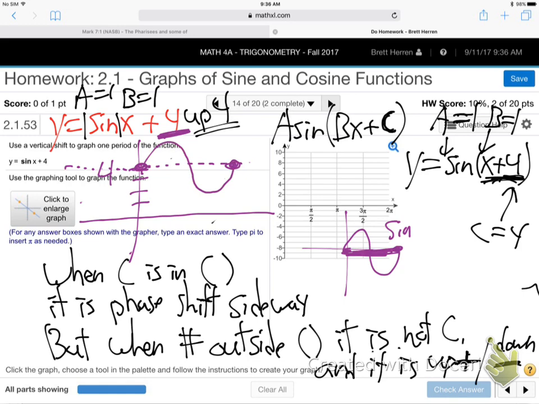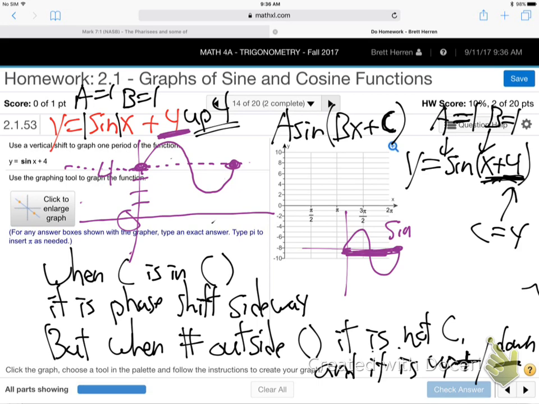The 4 is the new midline. It's gone from 0 being the midline to up 4. So the whole graph has moved up 4. Everybody see that? What do you call that? It's a vertical phase shift, is what it technically is. I've been using the word phase shift casually, but technically there are horizontal phase shifts and vertical phase shifts. That's a vertical phase shift.